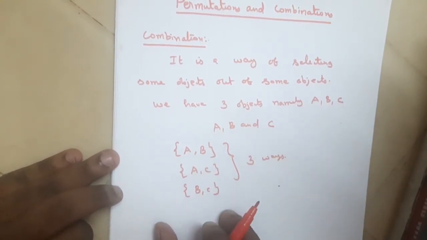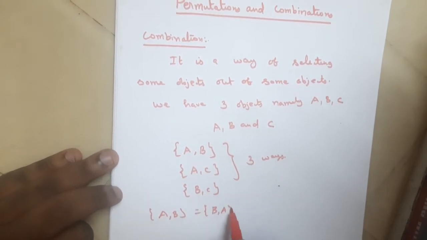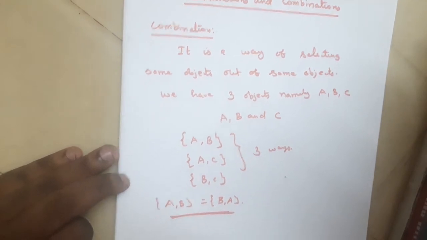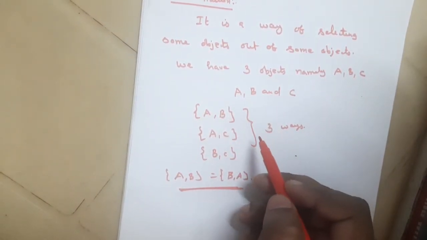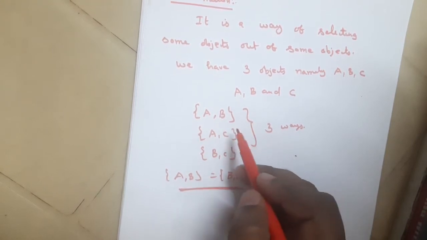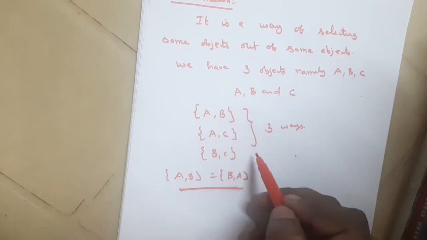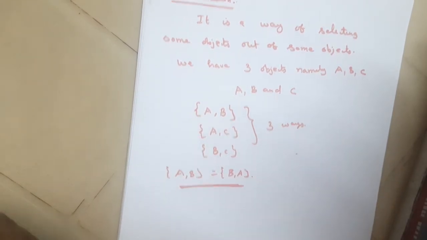Here one important concept is that the order is not important. That is, here A, B and B, A are both the same. So from three objects, if we have to select two objects, we have three ways. This is called combinations.